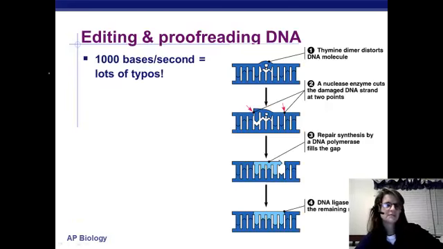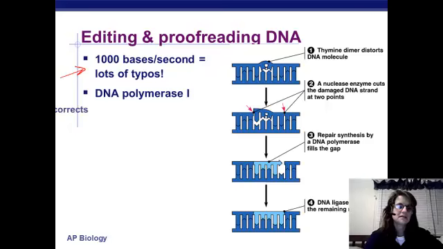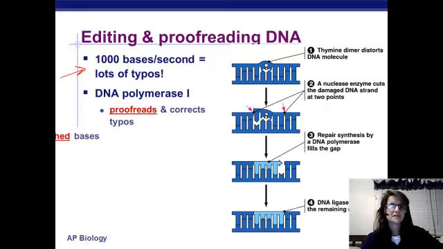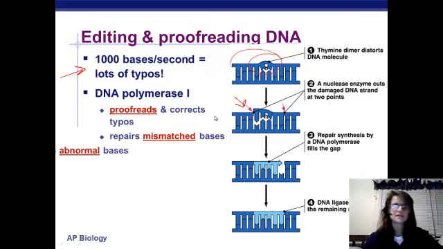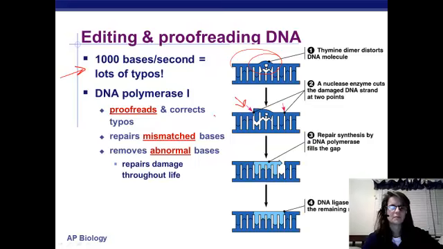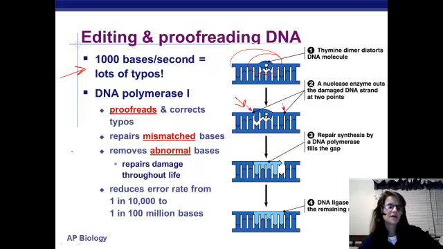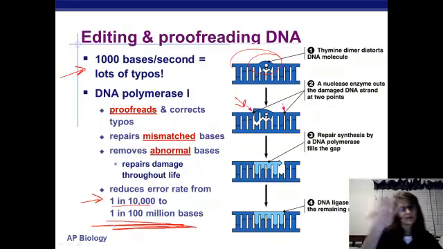Now, DNA polymerase 3 can be prone to typos because it is going so fast. It can make mistakes. DNA polymerase 1, as I just mentioned, is the thing that comes in and proofreads those mistakes. If there are bases that are mismatched, like, for example, you can see right there, we have a problem, DNA polymerase 1 can come in and fix that and repair it. So it can remove abnormal bases and it repairs damage in cells throughout life. The error rate of DNA polymerase 3 is like 1 in 10,000, but whoa, we really improve that when we add in the proofreading ability of DNA polymerase 1.